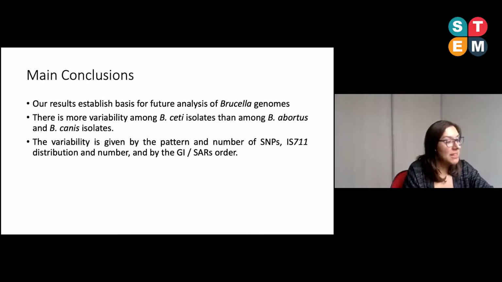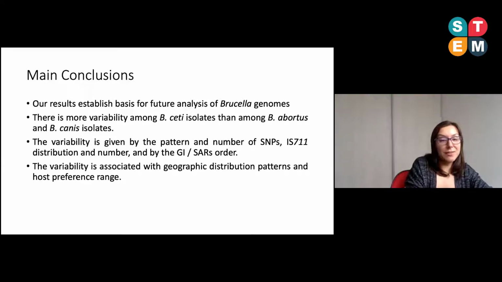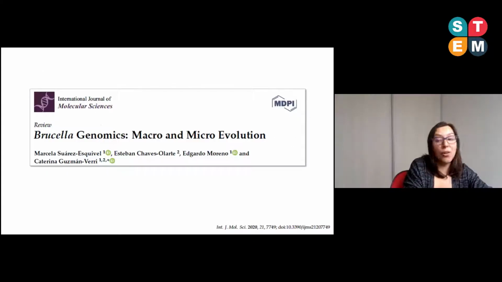And the variability is given by the pattern and number of SNPs, IS711 distribution and number, because it's not only important the number, but also where it is located along the genome, because it can modify the expression or the development of the gene, and by the genomic island and shared anomalous regions order. And definitely the variability is associated with geographic distribution patterns and host preference range, as I was showing to you in the phylogenetic tree. All of this is summarized in this review that was released last year.